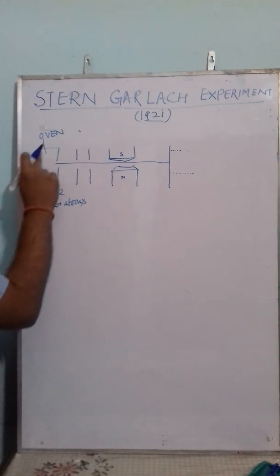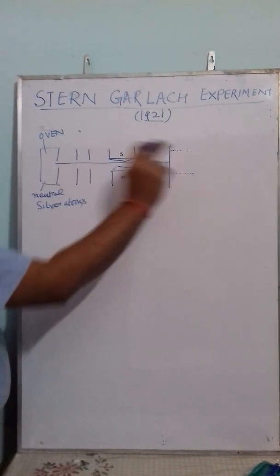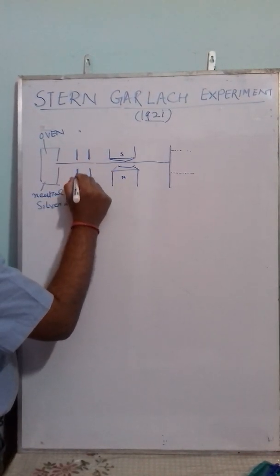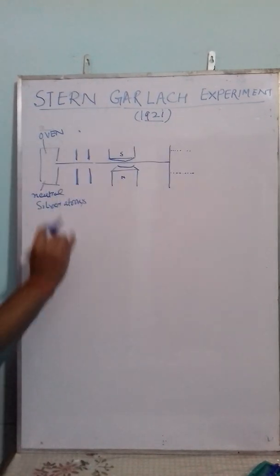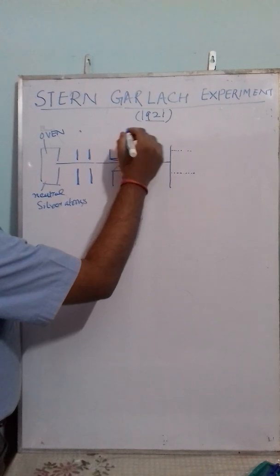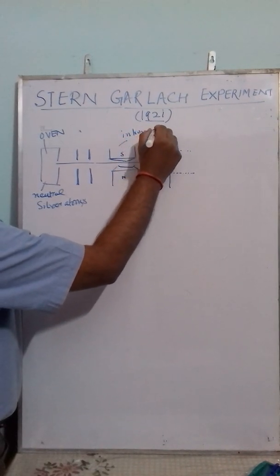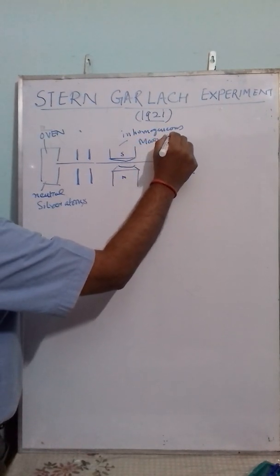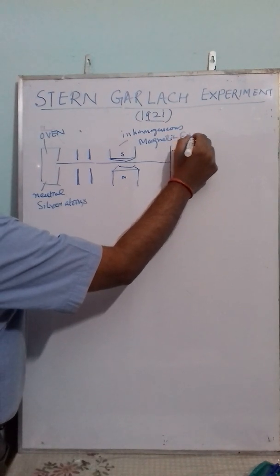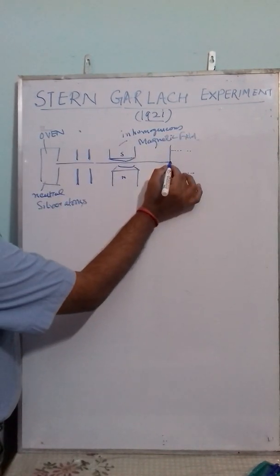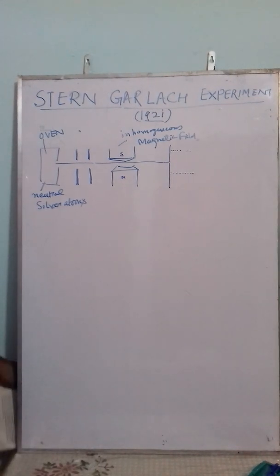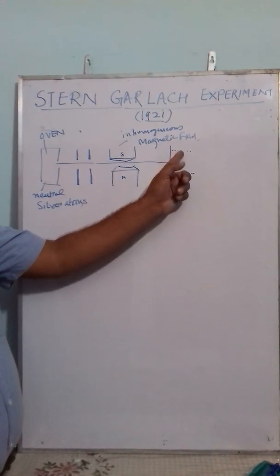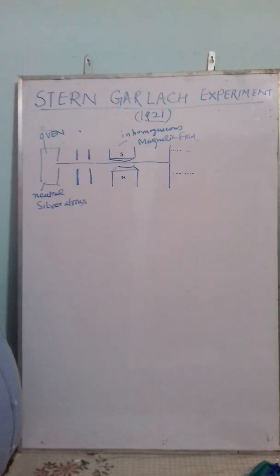Basically, when this oven is heated, the beam of silver atoms starts moving forward, and it is collimated through a slit. The two slits are there to collimate the beam, and this beam passes through this inhomogeneous magnetic field. What they obtained over here is that this beam produces two symmetrical traces on the photographic plate.